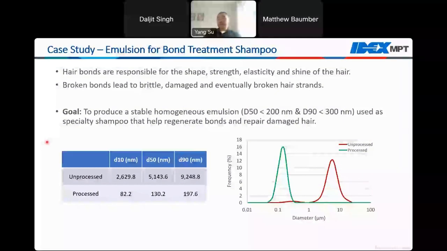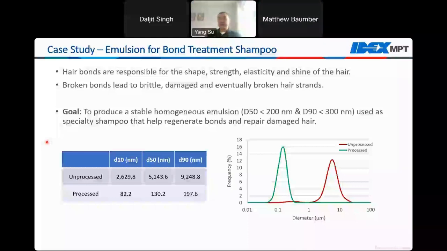The second case study for emulsion is a formulation developed for specialty shampoo. So this shampoo was developed for bond treatment because bonds are very important because they're responsible for healthier hair. When bonds are broken, it can lead to brittle, damaged, and eventually broken hair strands. So this is not a regular daily shampoo. It's a specialty shampoo. That means you need to have your functional ingredients there.